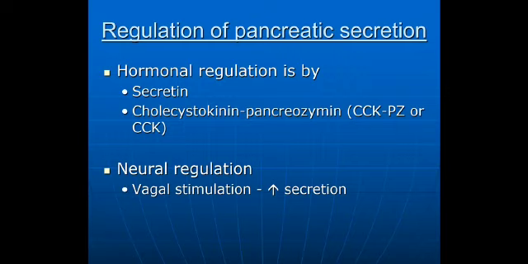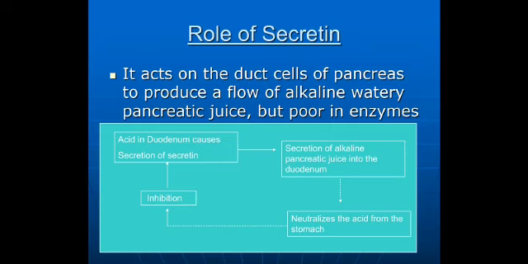So, there is hormonal regulation and neural regulation. Neural regulation is mediated by the vagus nerve, which causes an increase in pancreatic secretion. So, this is the positive feedback mechanism. Whenever there is acid in the duodenum, it causes secretion of secretin, which causes bicarbonate-rich alkaline pancreatic juice into the duodenum. This neutralizes the acid from the stomach, which is the chyme, and which in turn inhibits.